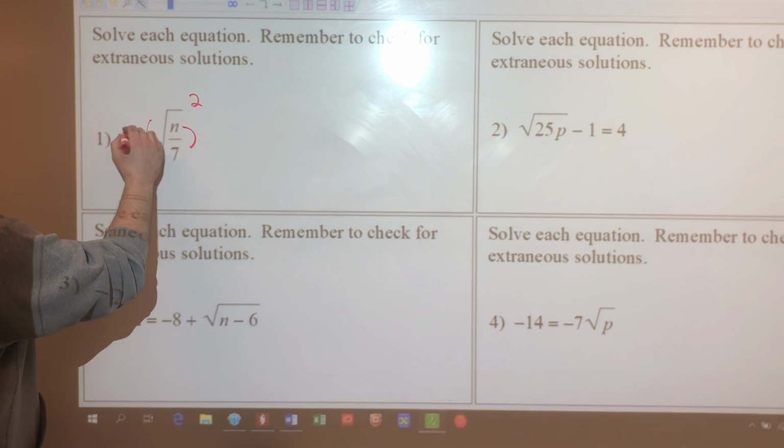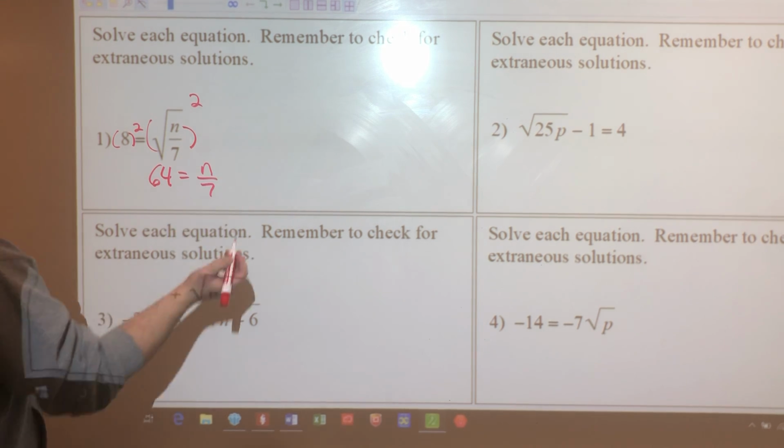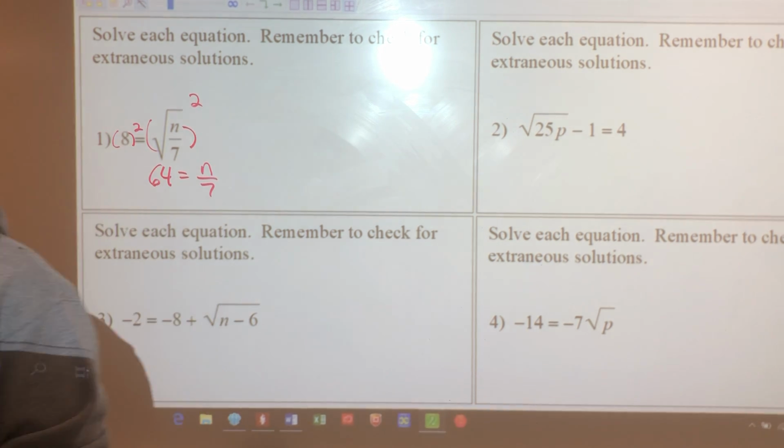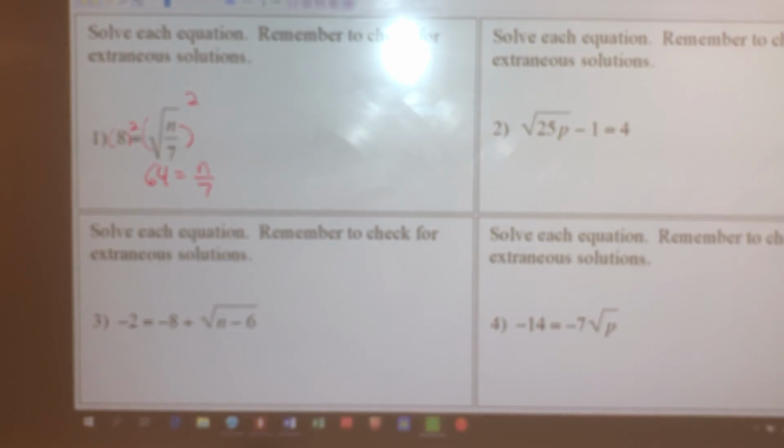I have to square both sides, which will leave me with 64 equals n divided by 7, multiplied by 7 on both sides. And I don't have a calculator next to me. 7 times 6 is 420, and 7 times 4 is 28. So 448 is your answer? Probably should have kept the calculator next to me. 64 times 7. Okay, so my answer is 448.